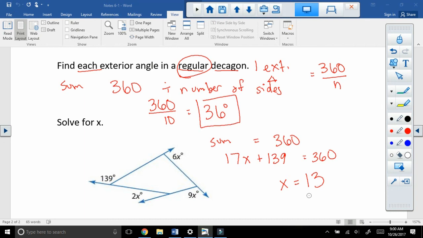And there we go. The hardest part about this section is really reading the directions carefully and making sure that when it says sum, you're giving the answer for sum. When it says find one angle, you're finding that one angle, etc.